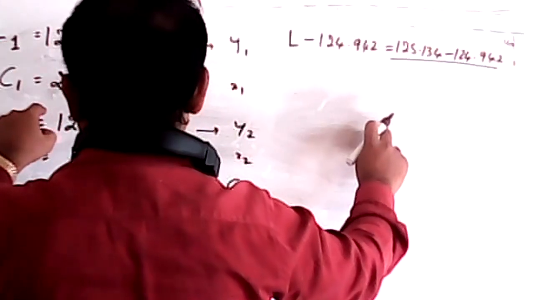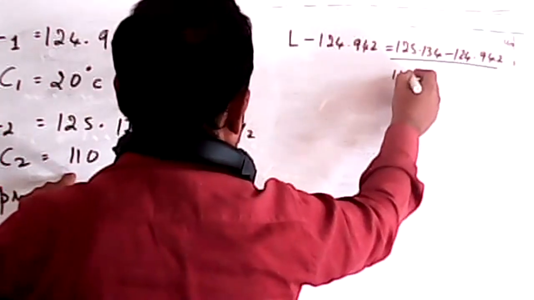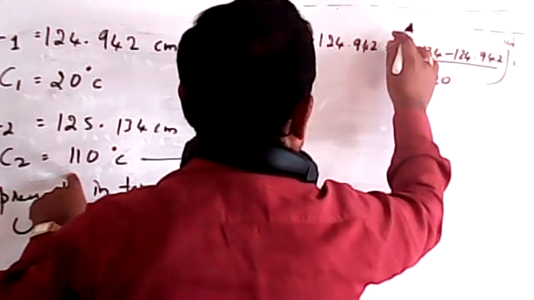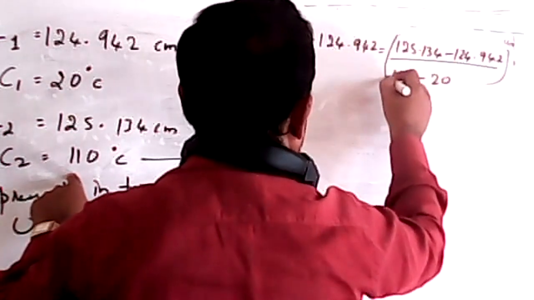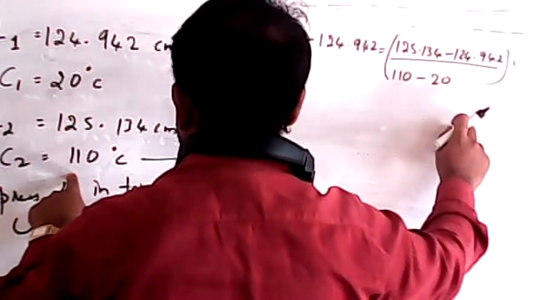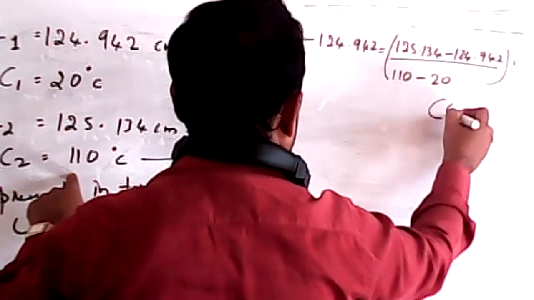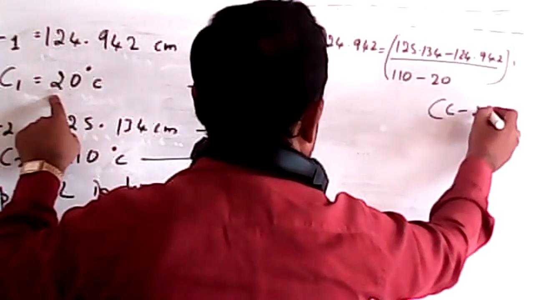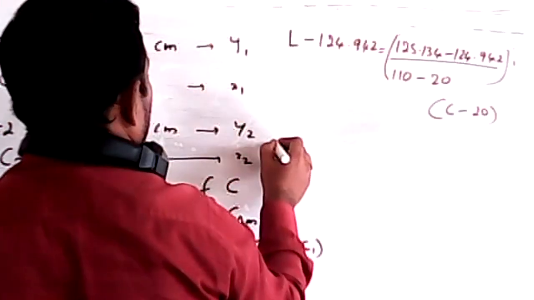C2 minus C1. C2 is 110 degrees Celsius minus 20 degrees Celsius, into C minus C1. C we don't know, so I'll keep it, and C1 is known to us, that is 20. Right? Let's see what happens.